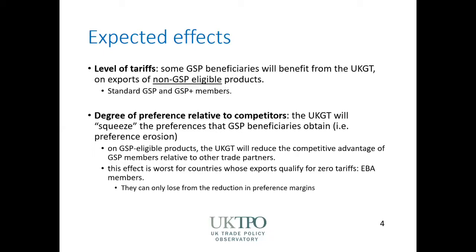Then a negative effect of the introduction of the UKGT is going to be the reduction in the degree of preferences relative to the competitors that GSP beneficiaries have at the moment. So in other words, the UKGT will squeeze their competitive advantage relative to other trade partners. And this effect is going to be worse for those countries such as the EBA members whose tariffs are already 0. They can only lose from the reduction in the level of the UKGT through what we call preference erosion.